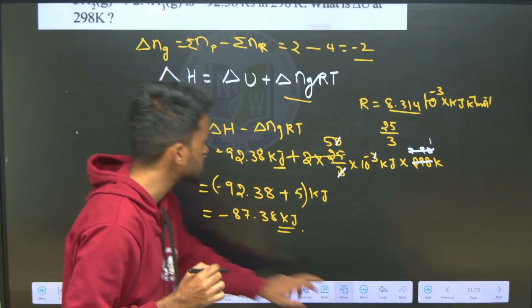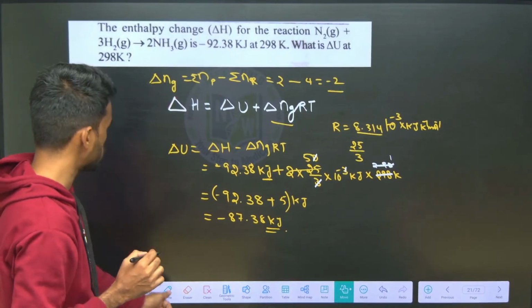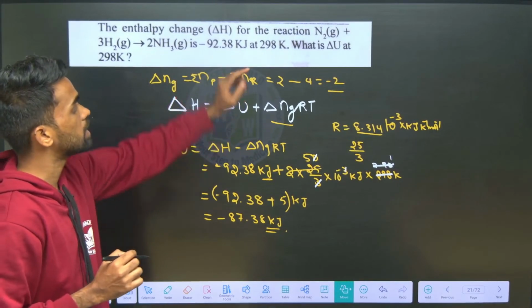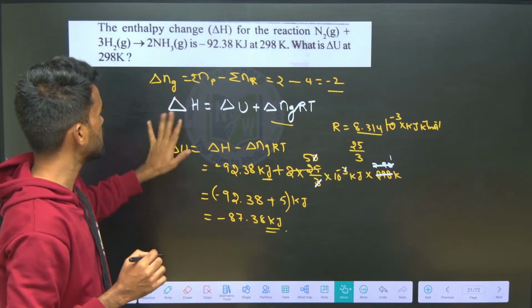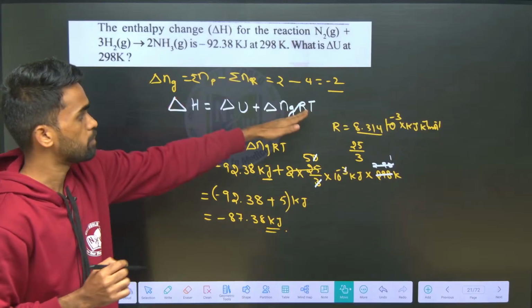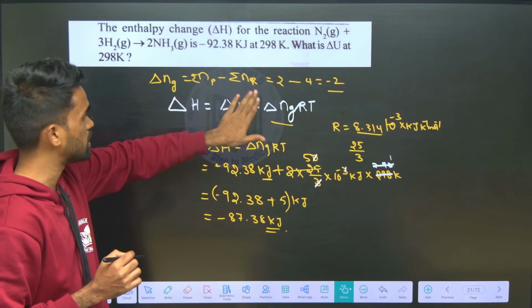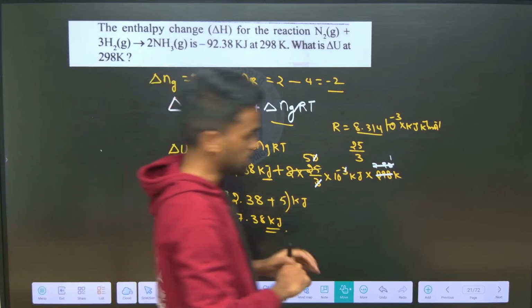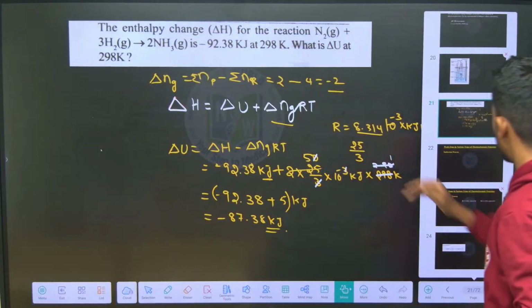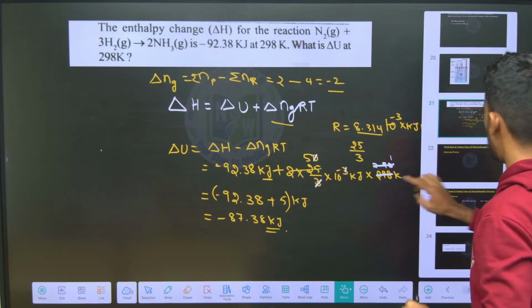So like this we need to give our approach when we have delta H and delta U values and they are asking for the unknown value. Generally they will mention delta H and temperature and ask for delta U, or they may give delta U and ask for delta H. This is a very important relation. There are many questions based on this particular model.